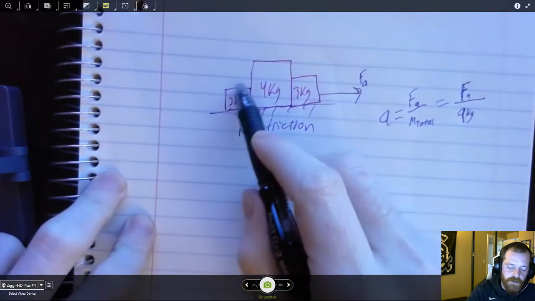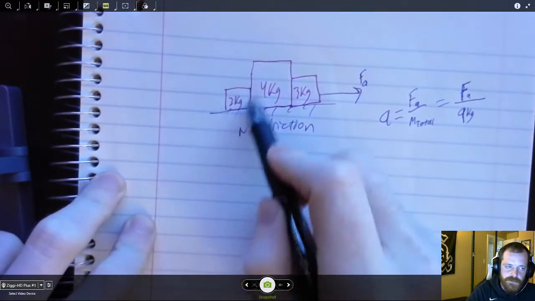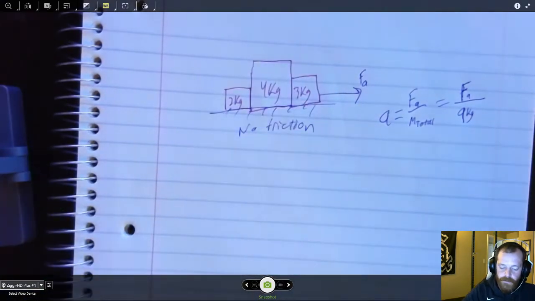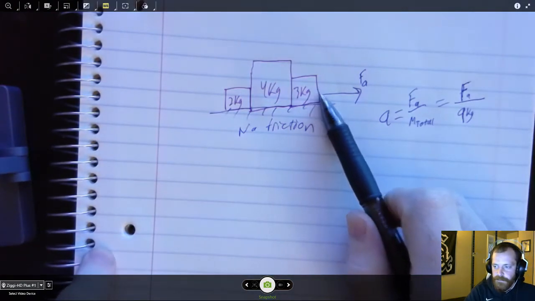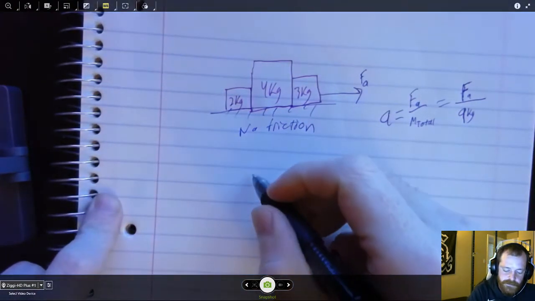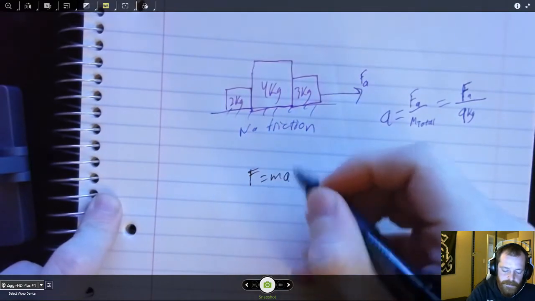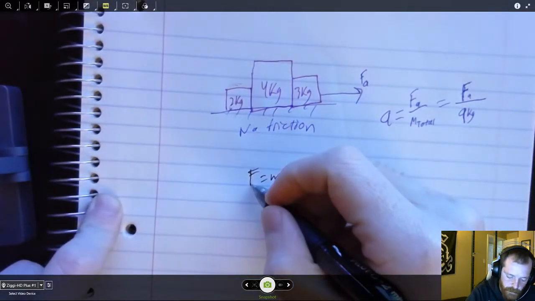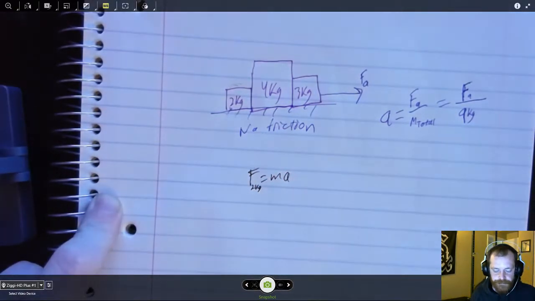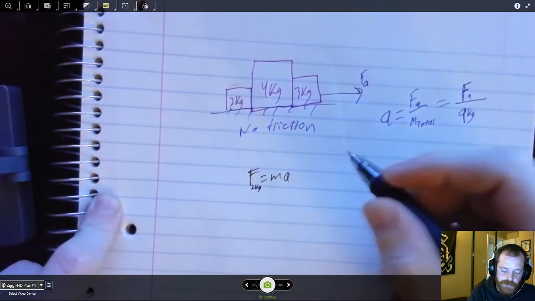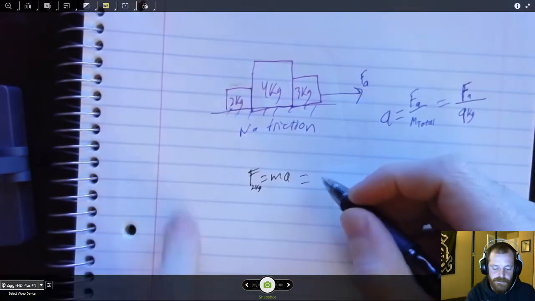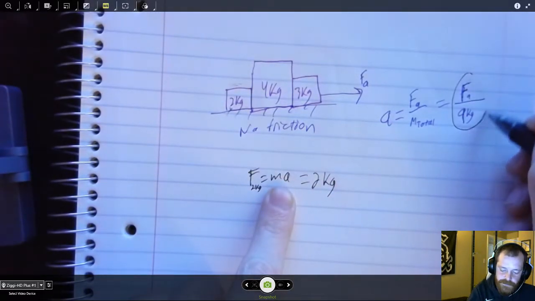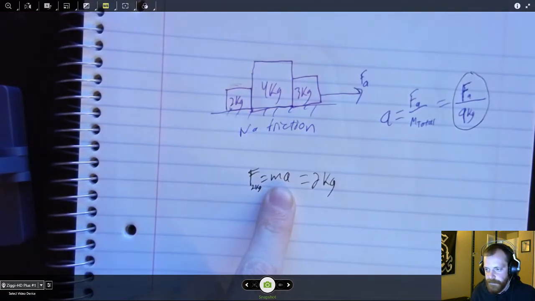So I have to do an F equals ma equation just for this 2 kilogram box. You can do an F equals ma for the whole system, or you can do an F equals ma just for a specific object. Either way, it'll work. So let's do F equals ma for this 2 kilogram box, because we want to know what's the force on it. We'll call that force F_2kg. Now I just plug in. I know the mass is 2 kilograms, and I know the acceleration is the applied force divided by 9 kilograms.